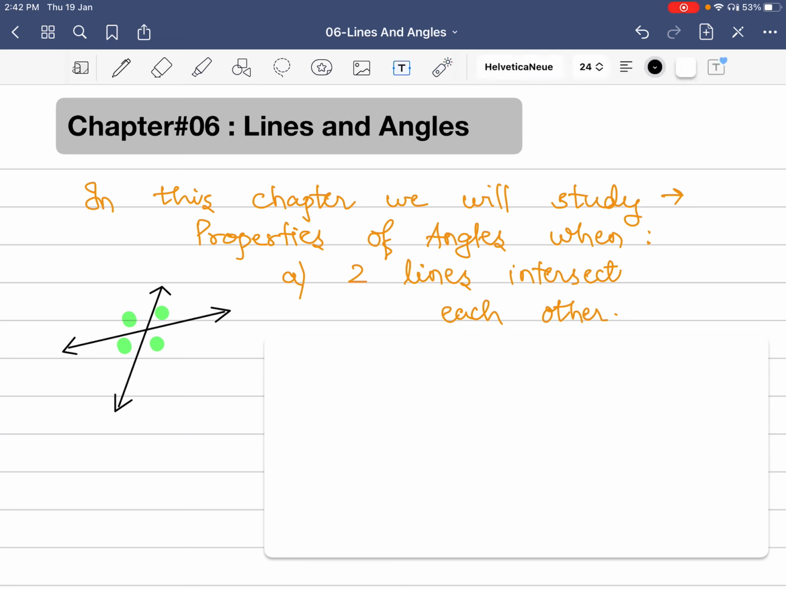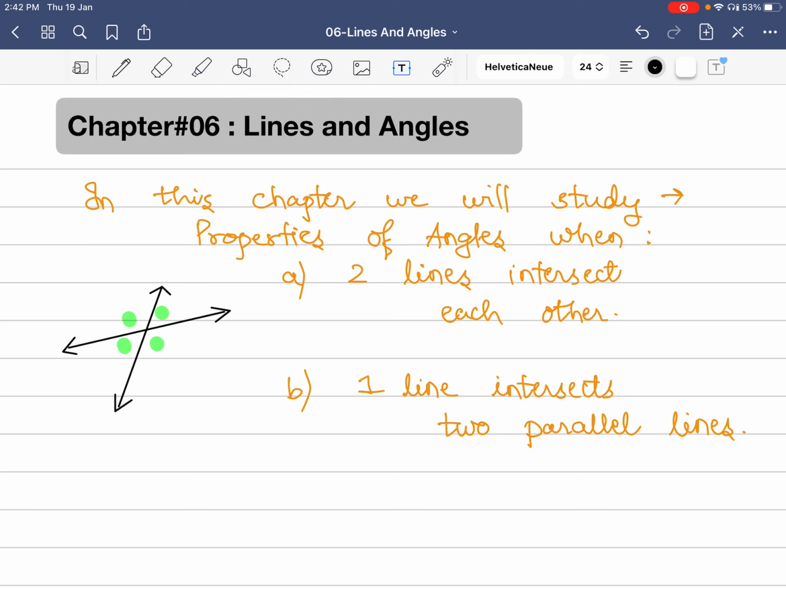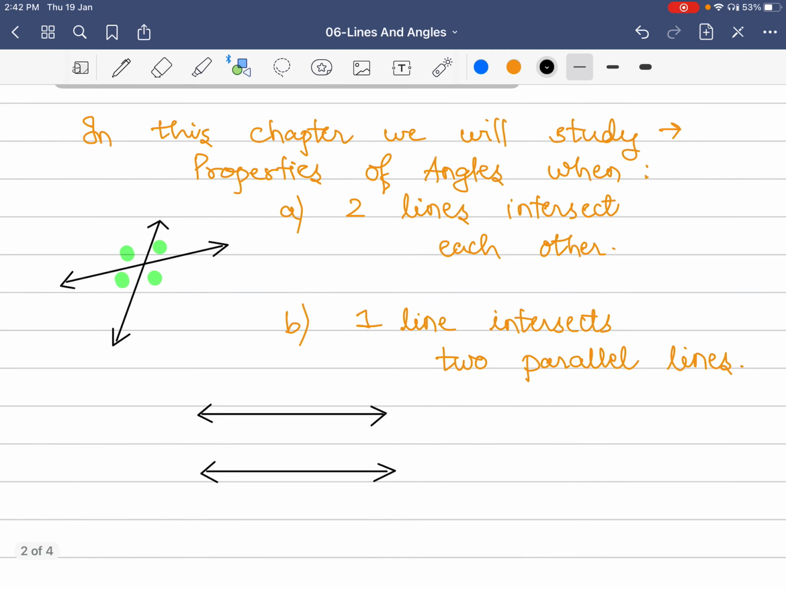And the second thing is one line intersects two parallel lines. How does it look diagrammatically? First I will draw two parallel lines. So this is parallel line 1, parallel line 2. These arrows are important. And then one line is going to intersect two parallel lines. So let me draw this one line which intersects two parallel lines.